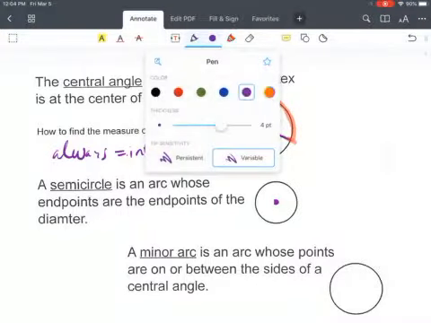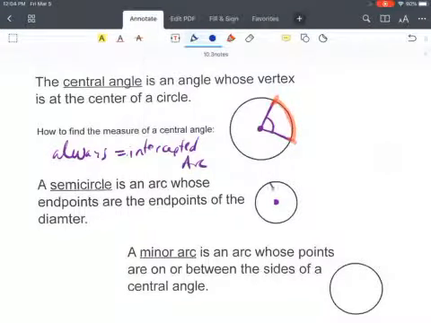A semicircle is an arc whose endpoints are on the circle, the diameter. So when I draw the diameter, that makes the arc a semicircle, and that would always be equal to 180 degrees, because that's a straight line.